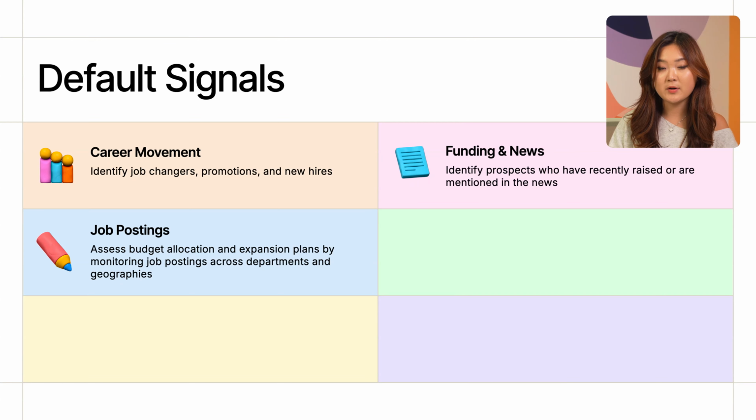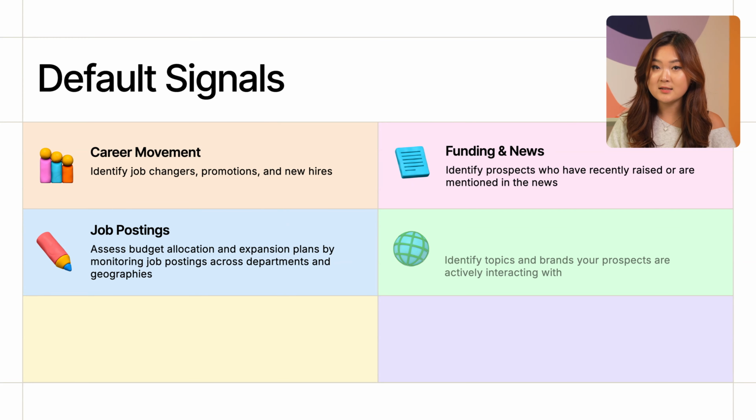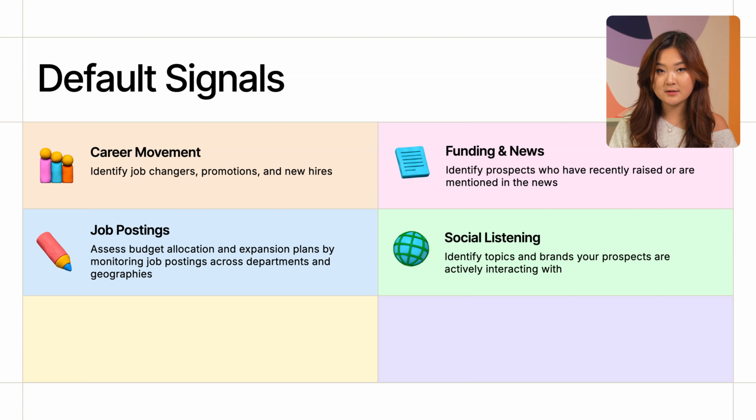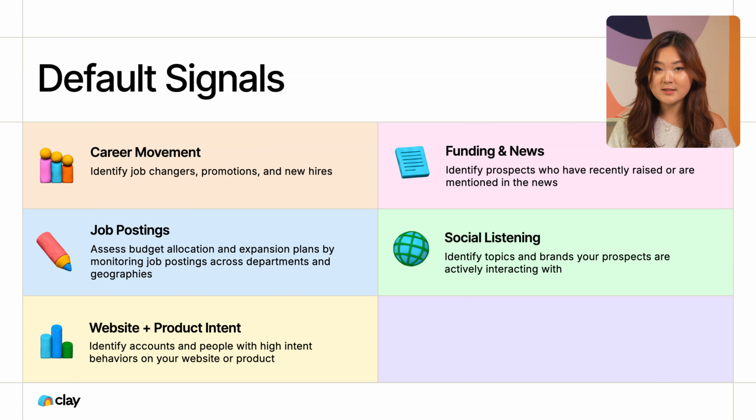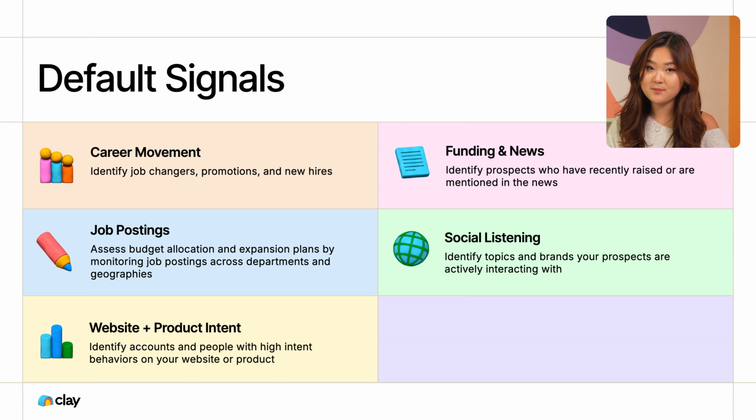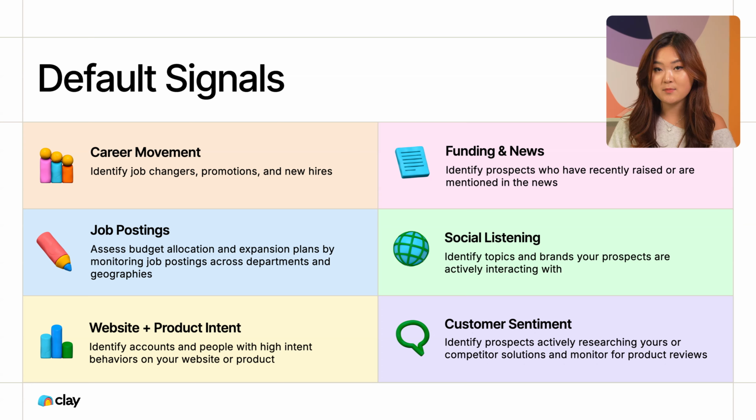LinkedIn brand mentions monitors competitor discussions, partnership opportunities, customer satisfaction, and thought leadership trends. This is social listening purpose-built for B2B sales intelligence. Website intent tracking monitors page visits, content engagement, downloads, and pricing interactions for real-time buying signals. And customer sentiment analysis monitors G2, Capterra, and TrustRadius for competitive insights, feature requests, and churn indicators.